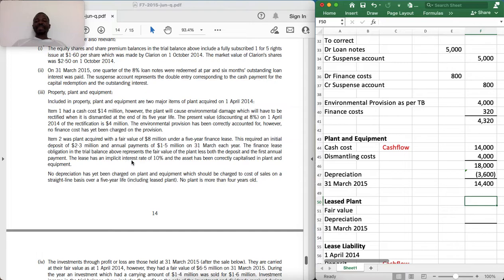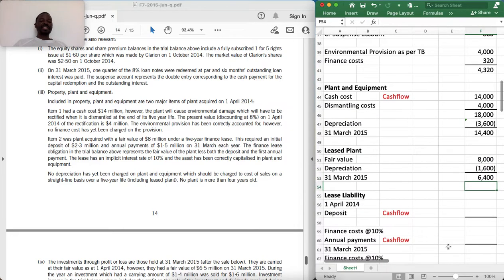The lease has an implicit interest rate of 10%. We'll use the 10% to find the finance cost. And the asset has been correctly capitalized in the plant and equipment. Now, the fair value that was capitalized is 8 million, which is 8,000. We divide by 5 years. Then now the carrying amount at the end of the year is 6.4.